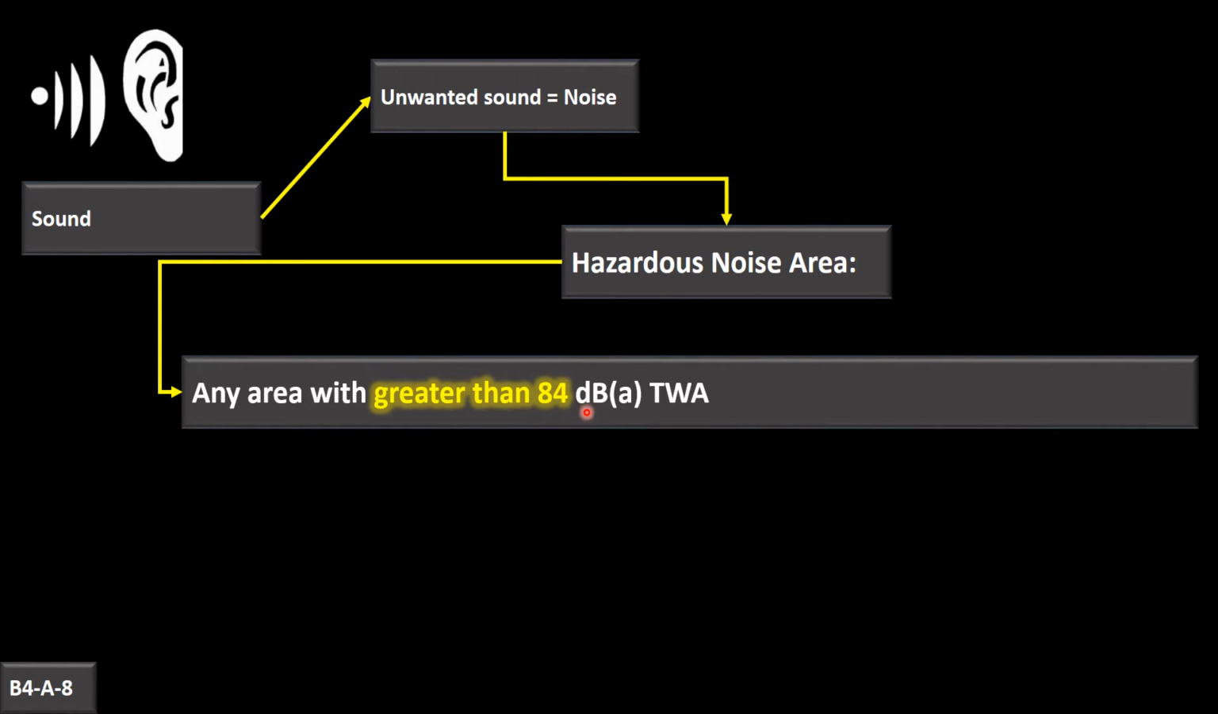Decibels, we already understand as loudness, as volume. 84 decibels in a time-weighted average. So this A here means something, and this TWA means something. The A stands for A-weighted, and what A-weighted means is that whatever you're using to measure these decibels is calibrated so that it has the same sensitivity as a human ear. It measures with the same sensitivity as a human ear because the human ear does not pick up every single frequency.